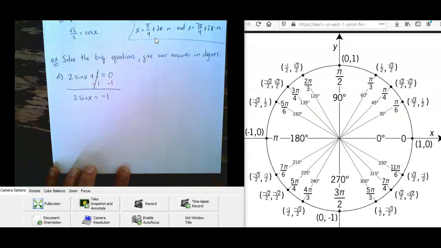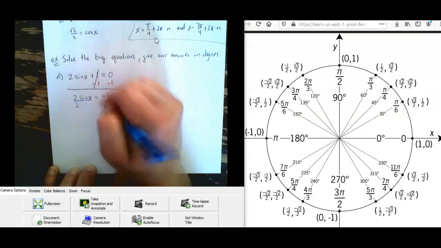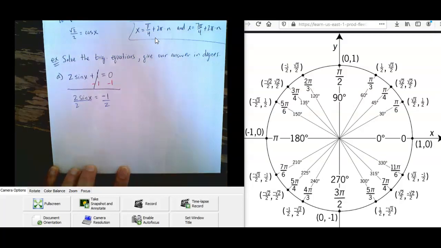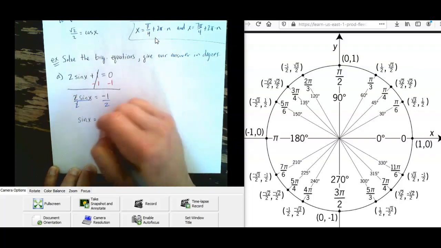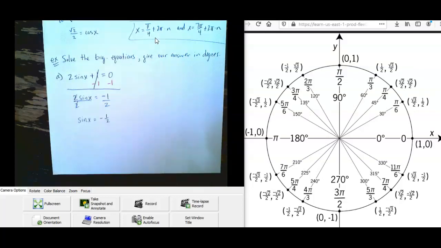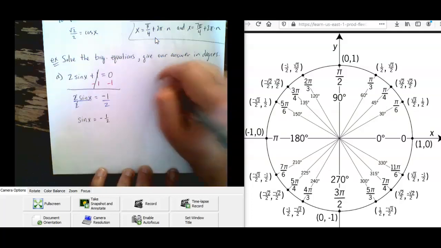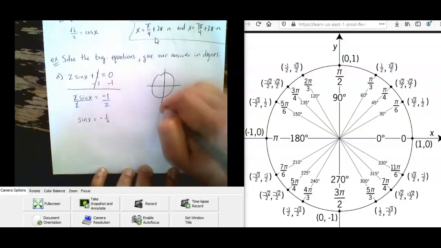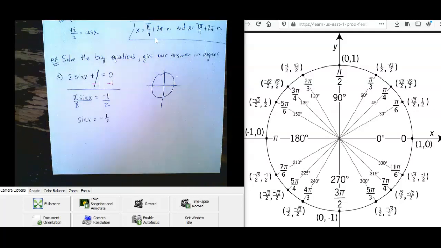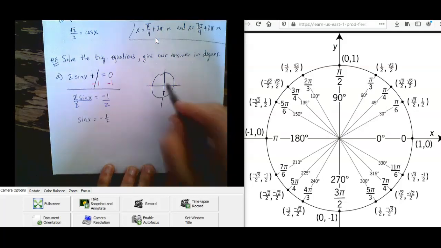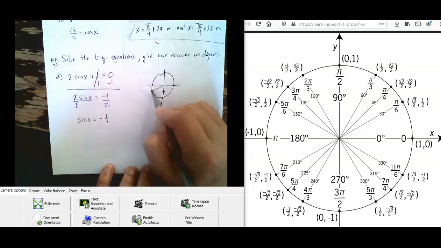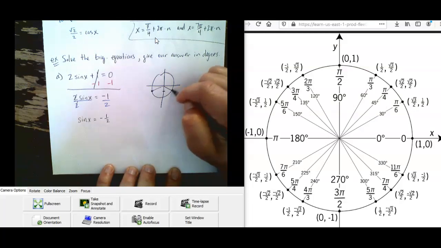And divide by 2 on both sides. Divide by 2, divide by 2. So these will cancel, and we're concerned where sine of x is equal to negative 1/2. So again, we're looking for the angles for which this is true. So if we go to our unit circle, where is the sine equal to negative 1/2? Well, that would be negative 1/2 for the y value. So it's at this angle here and that angle there.